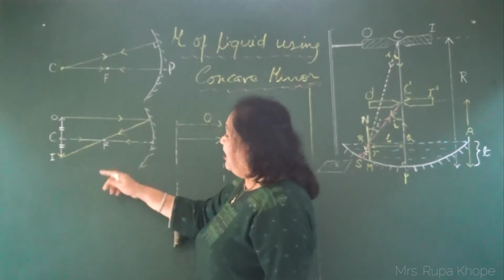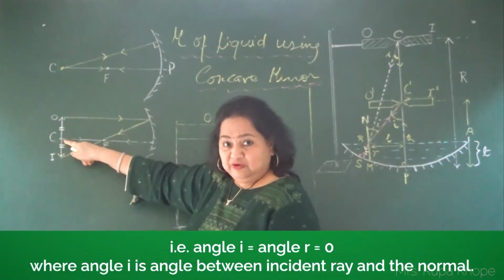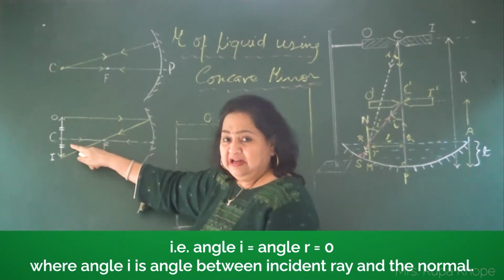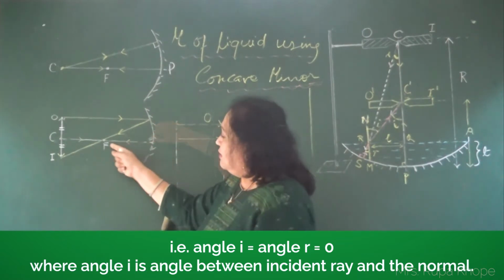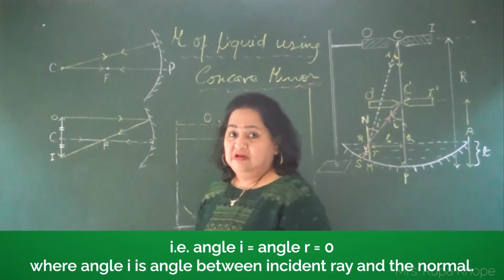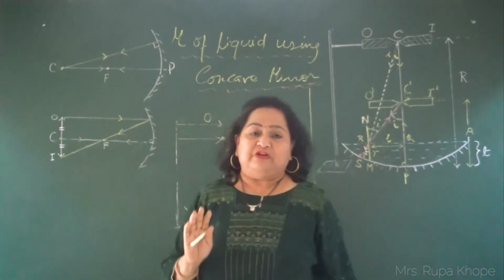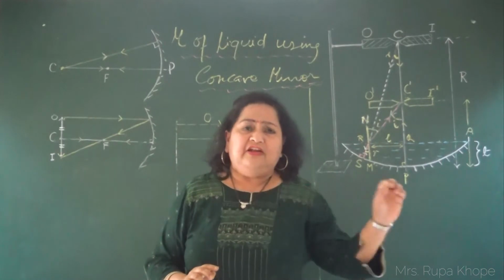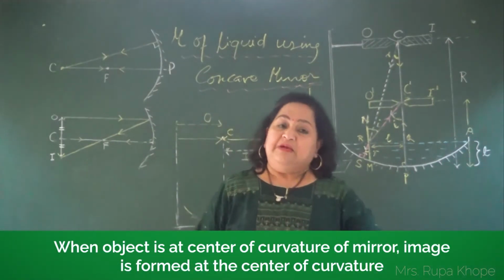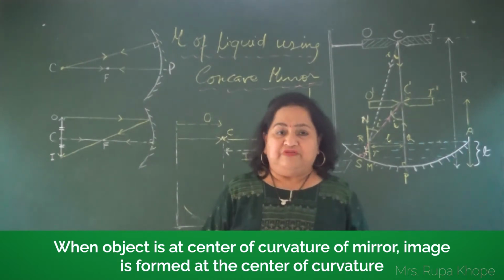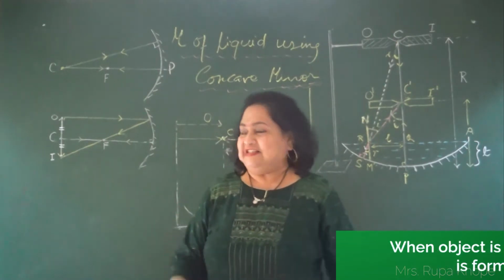This is the image point. And what about the second ray? We will take one ray out of the center of curvature point along the principal axis. It strikes the mirror and comes back in the same direction. So you get object and image at the point of center of curvature. This you have to underline and write down: when an object is at the center of curvature of the mirror, the image is formed at the center of curvature. So we have learned the first concept. You know about it, but we have revised it.